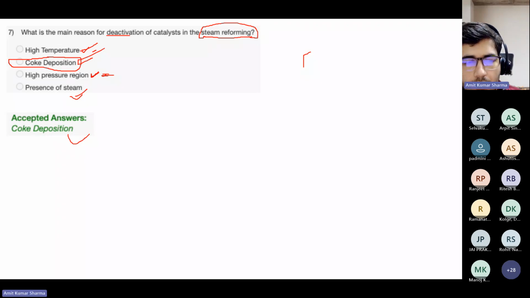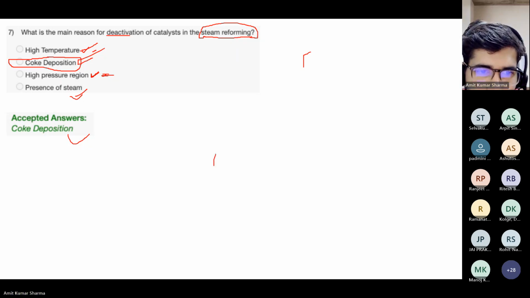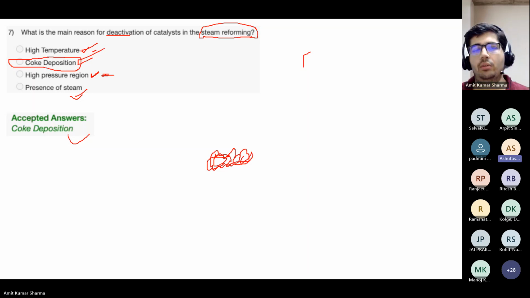Because suppose these are the catalyst, when the carbon deposits, it will cover the active surface and start growing. It will cover the whole area, so it will totally deactivate the catalyst.